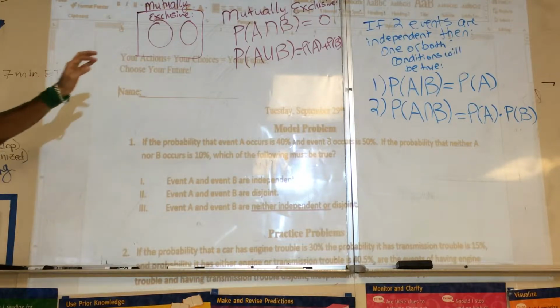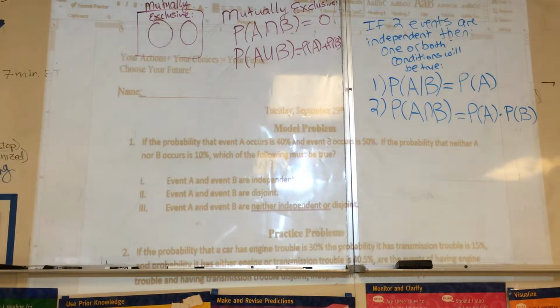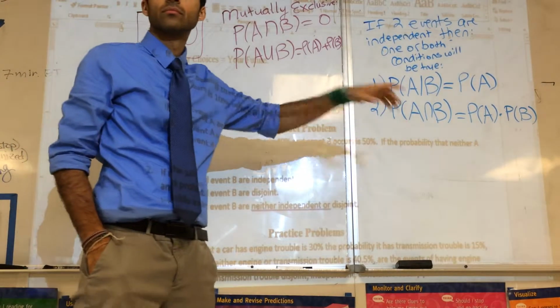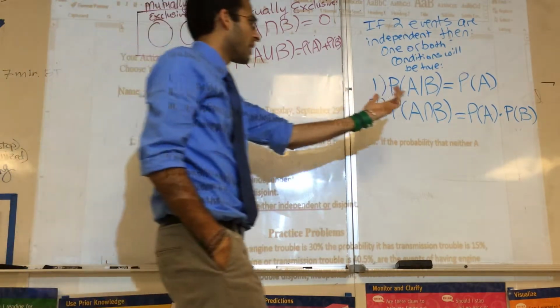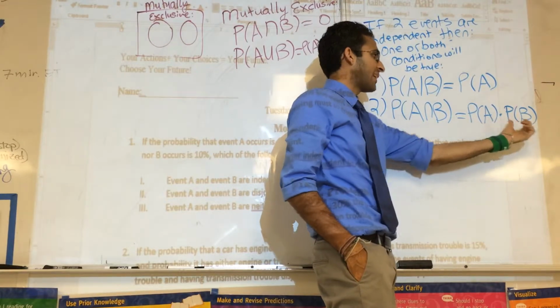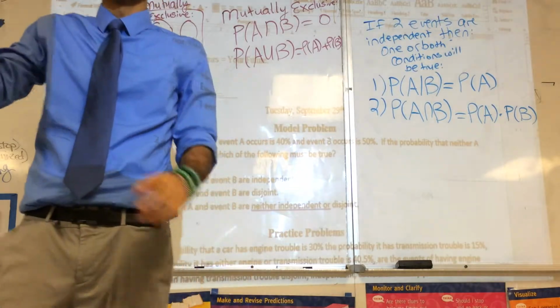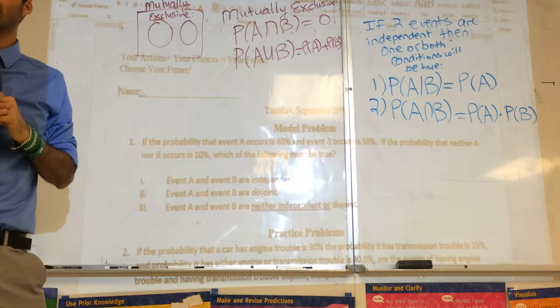Let me stop and see if there are any questions on what we talked about here. Okay, so if you plug in the numbers for A and B, then if you show that the probability of A times the probability of B equals the probability of both, then you've proven that A and B are independent. Or if you do the top one, then you've proven it. You don't have to do both.